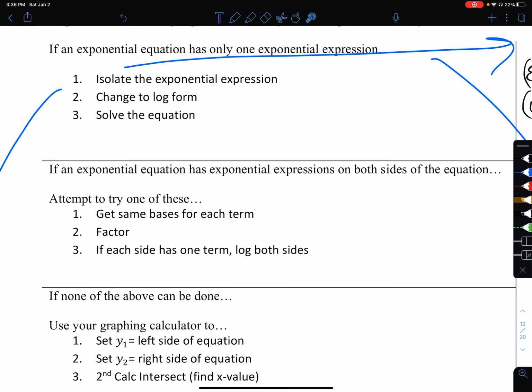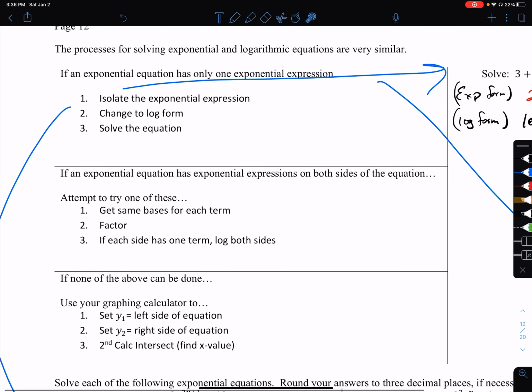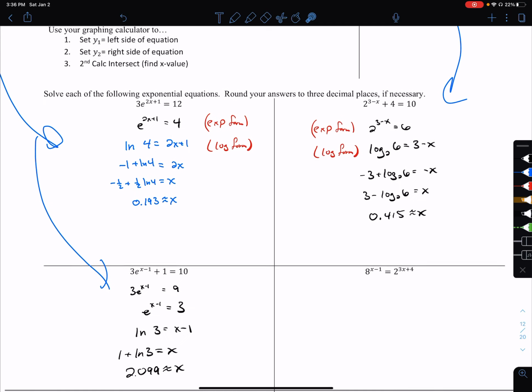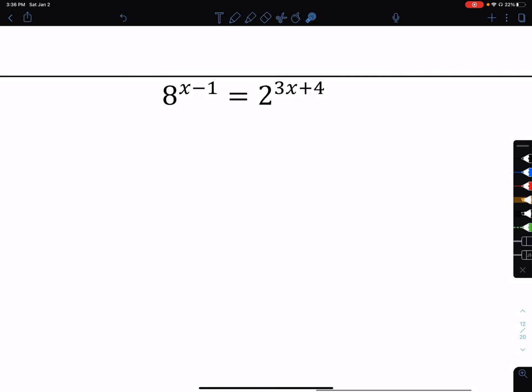Just go over the other options. Factor. That usually is going to happen if you have 3 terms. If each side has 1 term, log both sides. Well, that's what we have in this case. So we could actually choose either of these options for this one. I'm going to choose the first option.